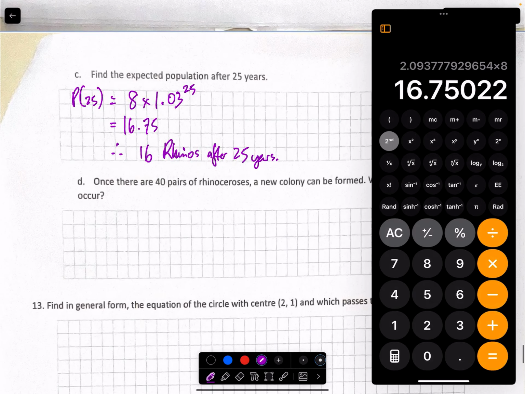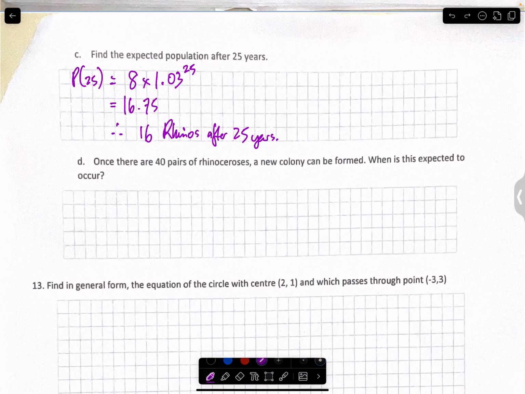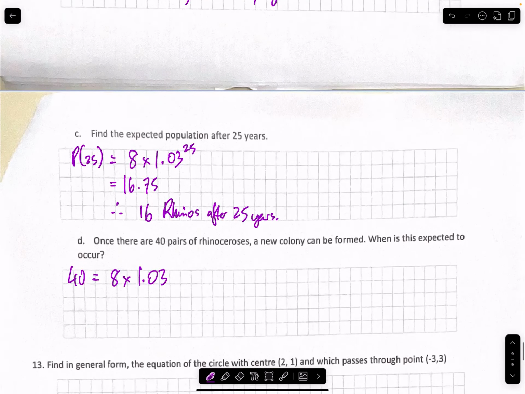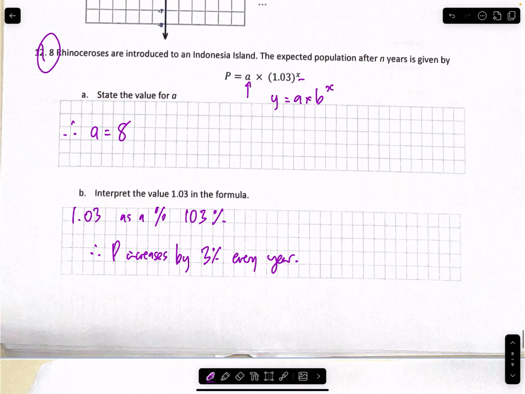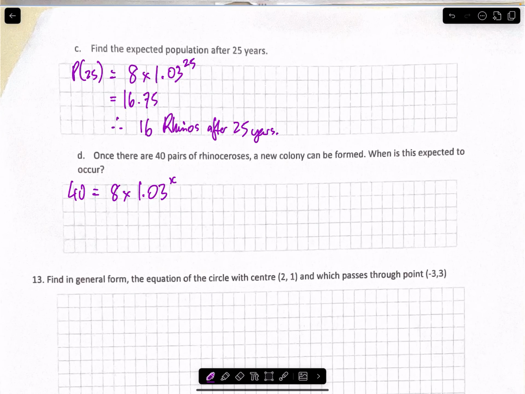Once there are 40 rhinoceroses, a new colony can be formed. When is this expected to occur? So 40 is equal to 8 times 1.03 to the power of x. It says x and then it says n, I'm going to go with x. I need it in the form where there is no multiplier. What's the opposite of timesing by 8? Dividing by 8. 40 divided by 8 is 5. It's equal to 1.03 to the power of x.